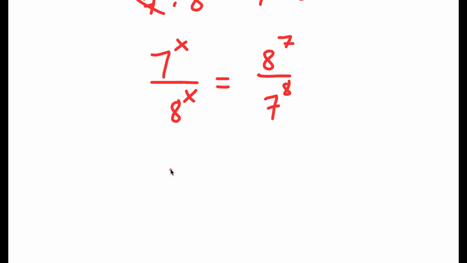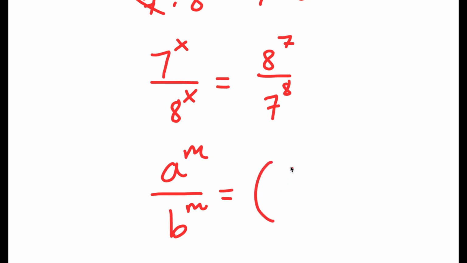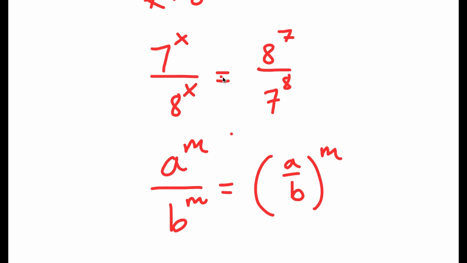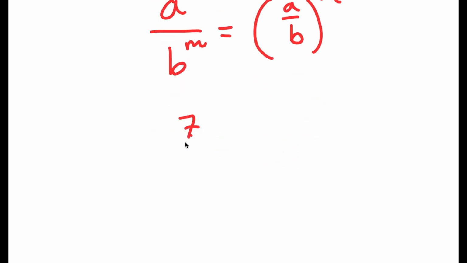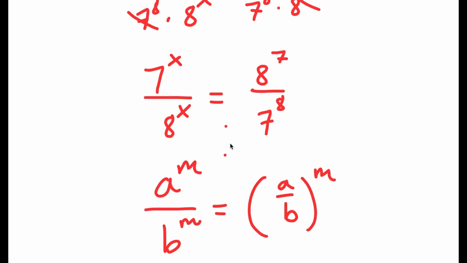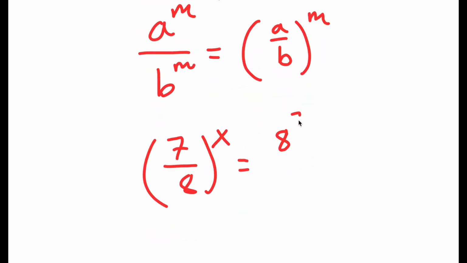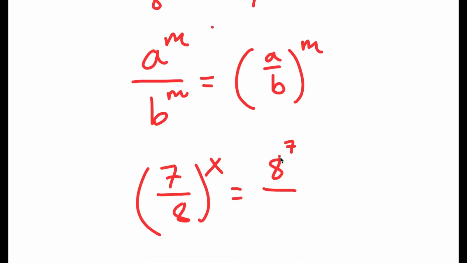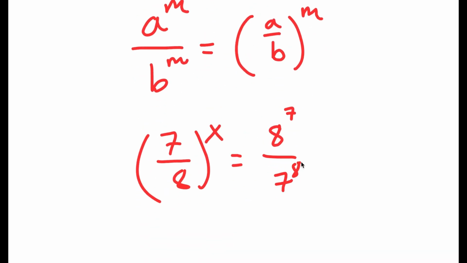Now, if I have something in the form a to the power of m over b to the power of m, this is equal to a over b, to the power of m. So 7 to the power of x over 8 to the power of x is going to equal 7 over 8 to the power of x. And now this is equal to 8 to the power of 7 over 7 to the power of 8.